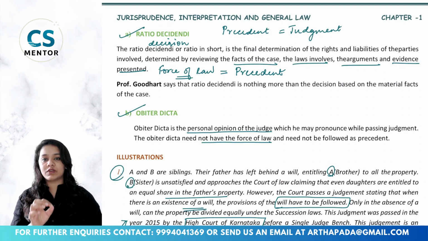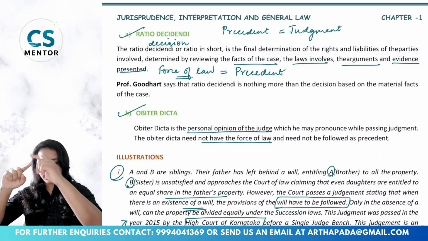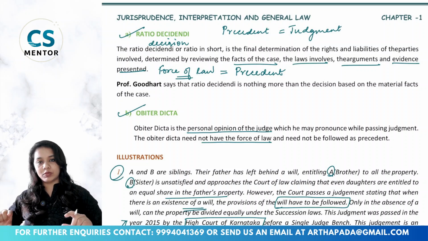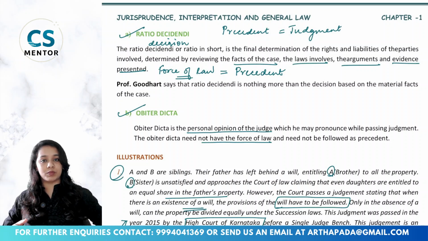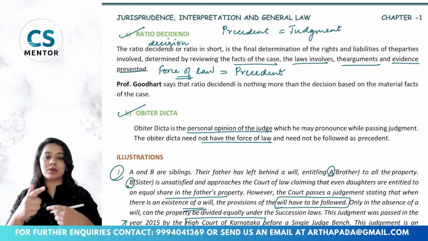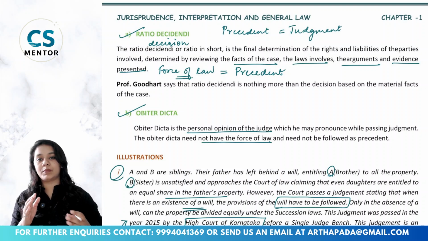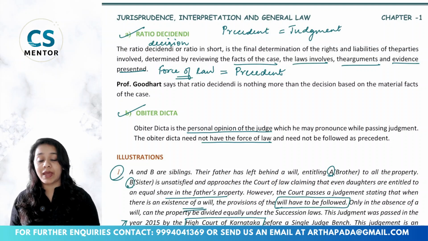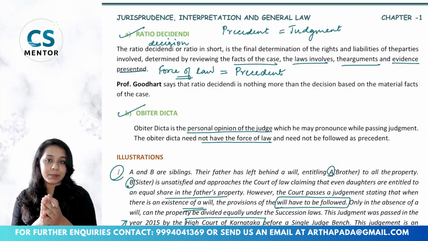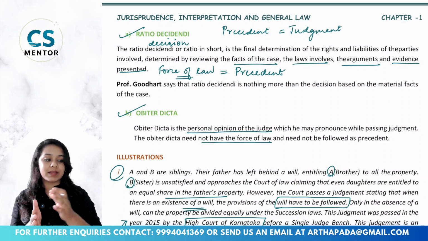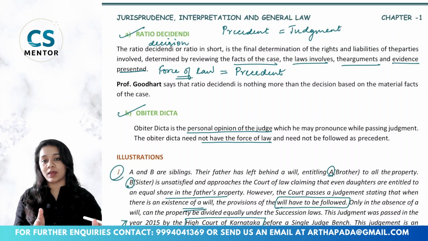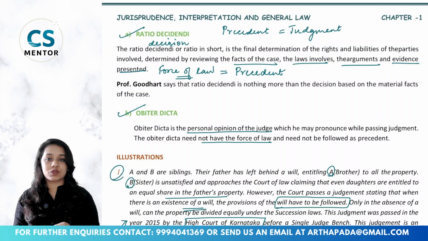Now, no judge ever writes ratio decidendi and then gives the judgment, and then writes obiter dicta and then gives his personal opinion. No, it's usually intermingled with each other. It is written in the series of the paragraphs of the judgment. And it is the duty of the reader, of the advocate, to separate the personal opinion and separate the ratio decidendi and consider which has the force of law and which does not have the force of law.